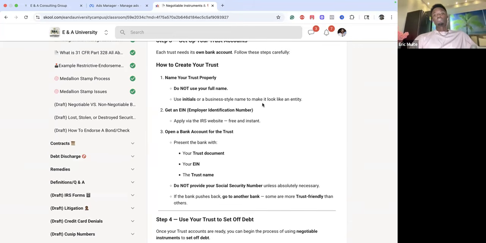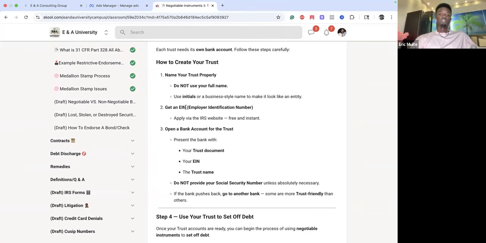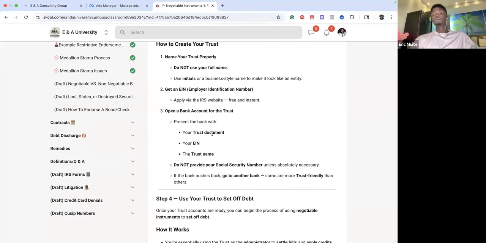Once you've created your name for your trust and you've created the trust, you want to get your EIN from the IRS. You're going to open a business bank account for the trust, and you want to open a non-interest bearing account. I'm going to add this on here, but the reason is that it's very specific to what you're doing. You're going to use it to administer all of your bills. It's going to be the main account, and it's under the trust.